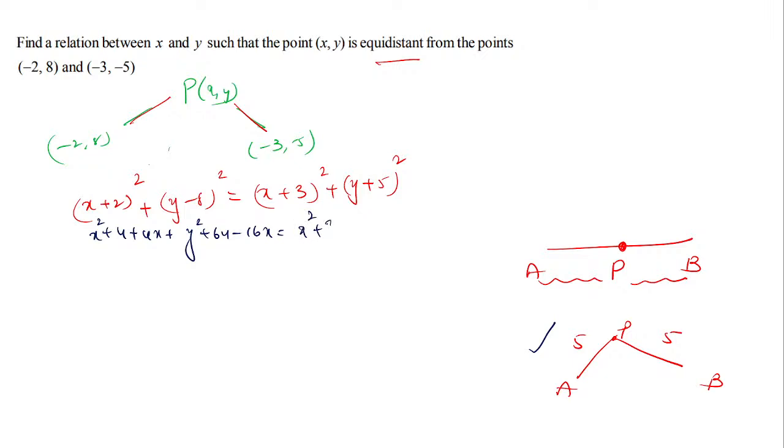Just expanding using the (a plus b) whole square formula, a square plus b square plus 2ab. Now see what is getting cancelled here. x square and y square get cancelled. Anything else? Nothing. Let's write one more step. So 4x minus 16x is minus 12x. 64 plus 4 is 68, equals 6x. Here it has to be y, isn't it?